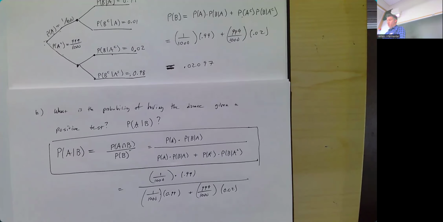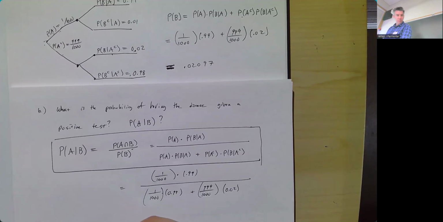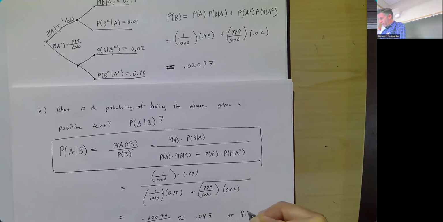That's what I would actually do without writing any of this stuff before it. If we do that, we get about, I think we'll do 0.00099 on top. On the bottom, we calculated that before and it was 0.02097. And that's about 0.047 or 4.7%.